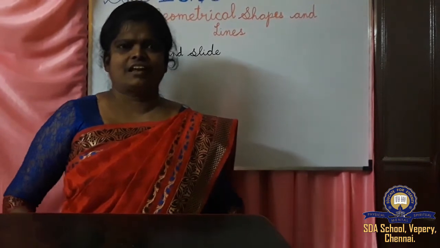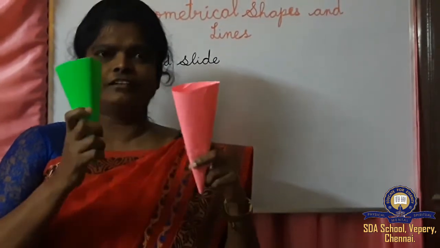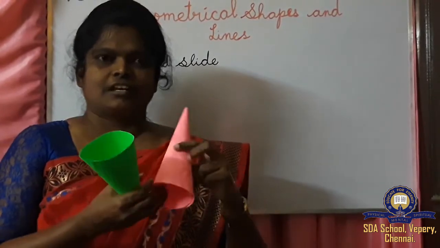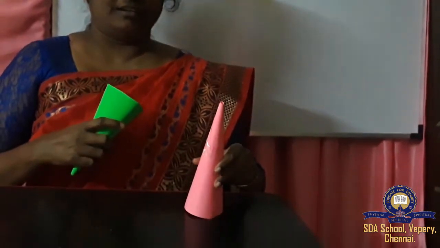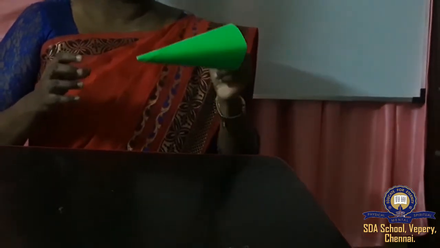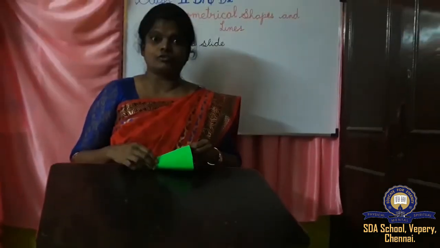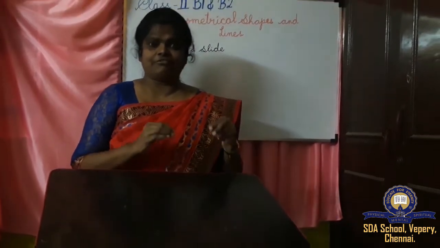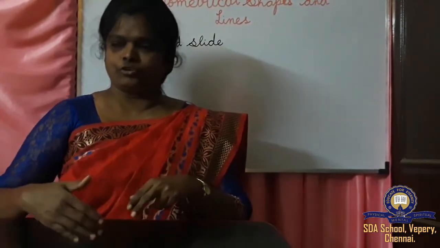The next is, I am going to show you the cone. The 2 cones I am having. In the cone we learned curved surface and the flat surface. Now I'll keep this one on a flat surface. See, it is rolling or sliding. Now I'm going to keep this cone on the curved surface and see if it rolls or slides. Yes. When we keep it on a flat surface, it slides. When we keep it on a curved surface, it rolls.